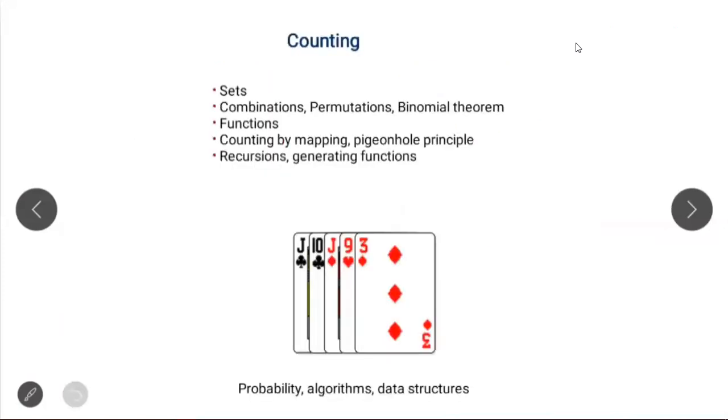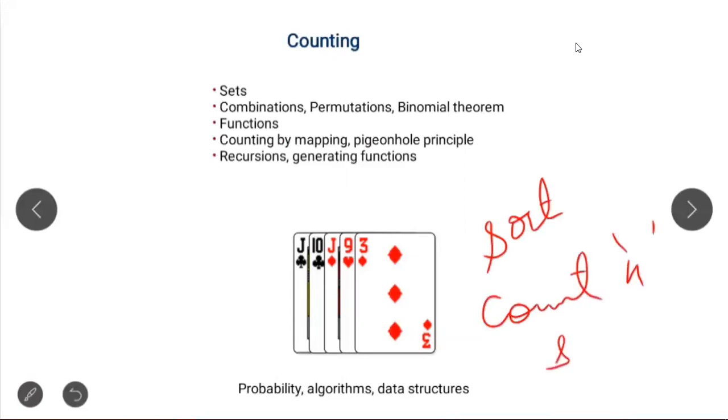So counting. Where is counting used? In probability, algorithms. So I think you have learned sorting algorithms or counting the n numbers, sum of n numbers, count the sum of n numbers, all these kind of algorithms.